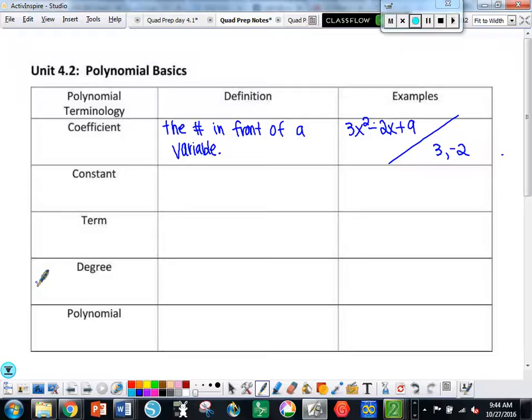A constant. A constant is a number that doesn't have a variable. So if I use the same example, 3x squared minus 2x plus 9, only one of those is a constant.